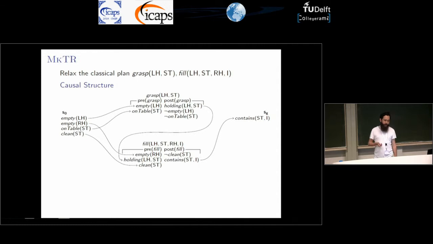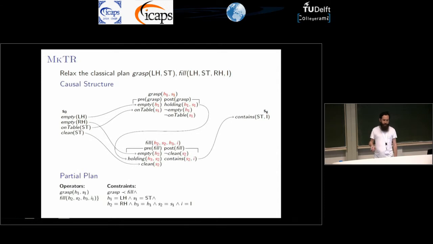At the top, there's the grasp action. On the bottom, there's the fill action, and you can see the preconditions and the postconditions in these two columns. The arrows indicate causal links. So there's a precondition to grasp, which is that the left hand must be empty. So that's why there's an arrow going from empty left hand back to the initial state where the left hand is empty. So we can say that that precondition is kind of satisfied by that fact of the initial state.